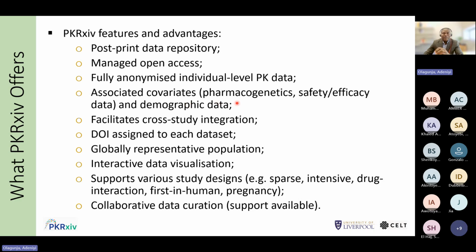An associated covariate that you might sometimes find very important in clinical pharmacology studies is pharmacogenetic data, like, for instance, single nucleotide polymorphisms in genes that are associated with drug disposition, maybe genes that encode drug metabolizing enzymes or drug transporters. So if the polymorphisms associated with those genes are available from the study, you can access those on PKRxiv as well. And another associated covariate would include safety and efficacy data sets.